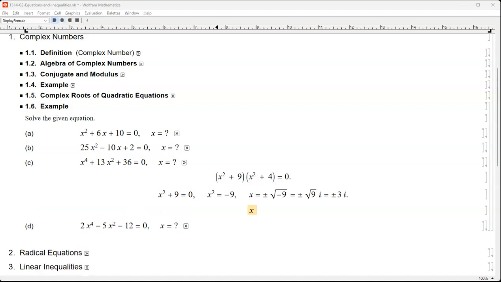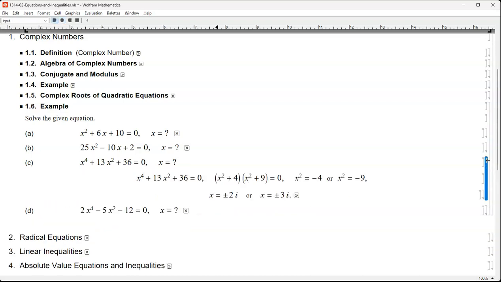And then a couple more from here. x squared plus 4 is equal to 0. x squared is equal to negative 4. x is plus or minus 2i. The square root of 4 is 2, but we have the square root of negative 4, so we have i. So plus or minus 2i. Previously, plus or minus 3i.